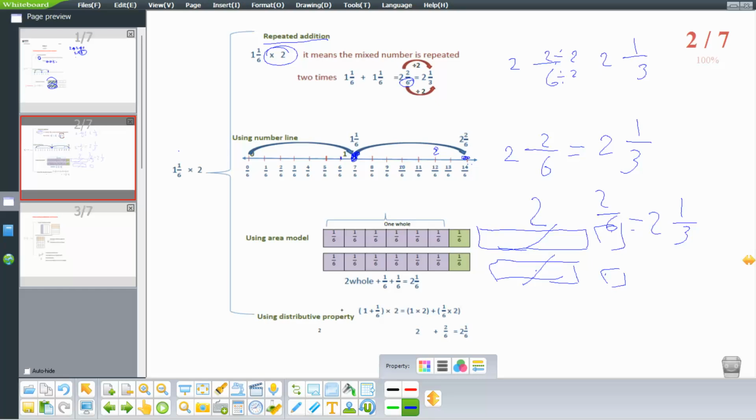Here, using the distributive property, we know the distributive property is very important in multiplication. Here we have 1 and 1 over 6, so we can express it as 1 plus 1 over 6, times 2. Distributive means we take 2 with each one. It will be 1 times 2 plus 1 over 6 times 2. So 1 times 2 equals 2, plus 1 over 6 times 2, which is 2 over 6, equals 2 and 2 over 6. After simplifying, it will be 2 and 1 over 3.